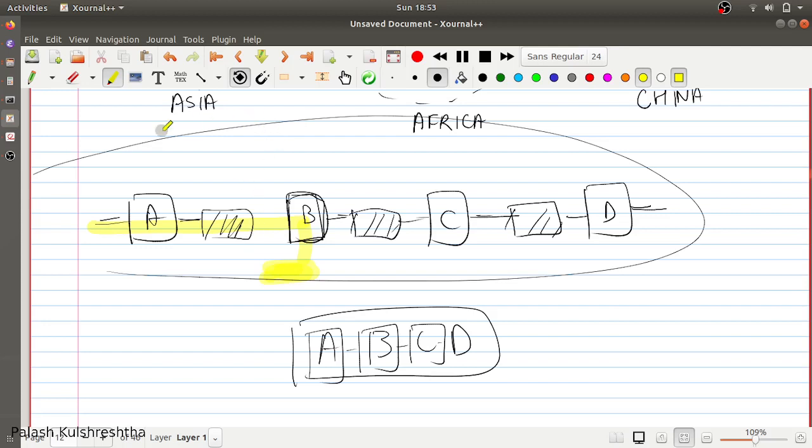Another thing that we have to keep in mind is idempotency. So if a particular work is being done, let's consider this yellow work only.